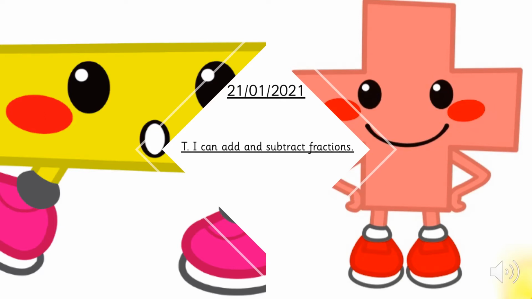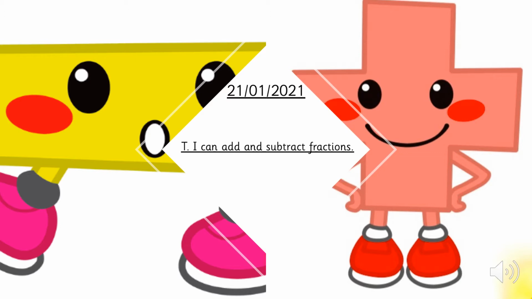Welcome to today's maths. It is the 21st of the 1st, 2021, and our target is I can add and subtract fractions. Make sure before you start this lesson you've done your foursquare in the back of your maths book, and then turn to the front and get your target written down.